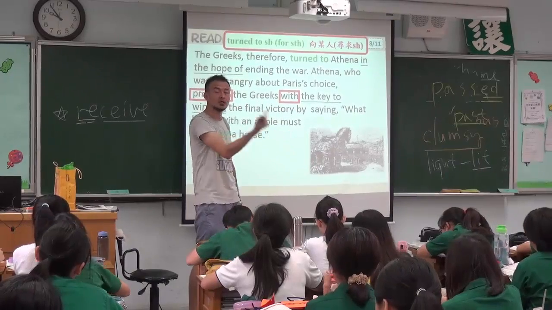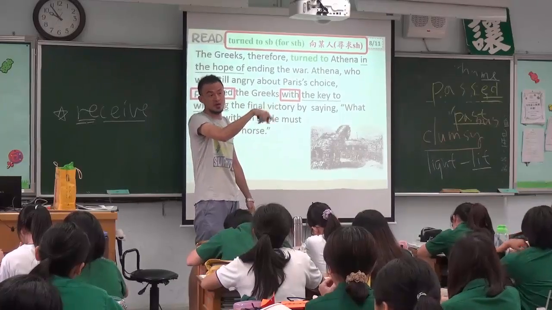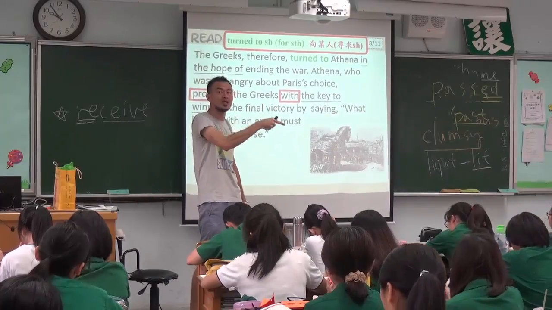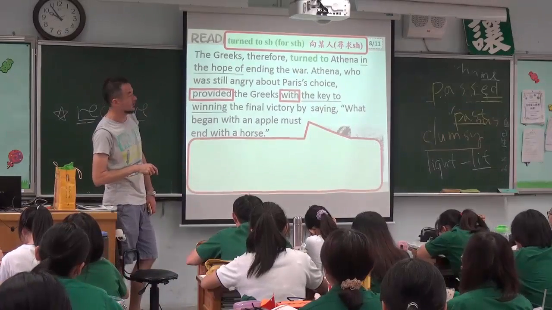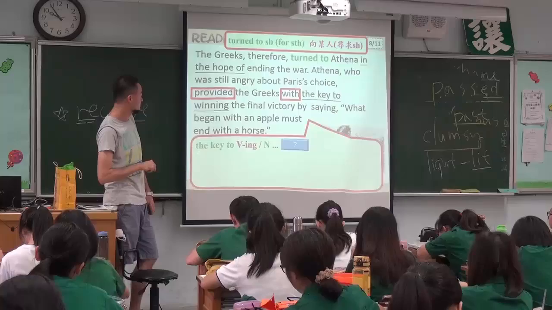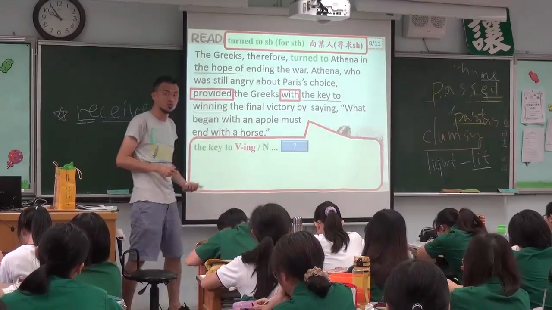Provide somebody with something. Provide something. You can say for or to. Both are okay. You can say provide something to somebody or for somebody. Okay? Yeah. And here the key to winning the final victory. This is the mini expression. You say the key to doing something, ING. Yeah. A little reminder.